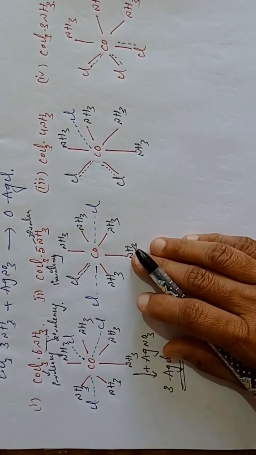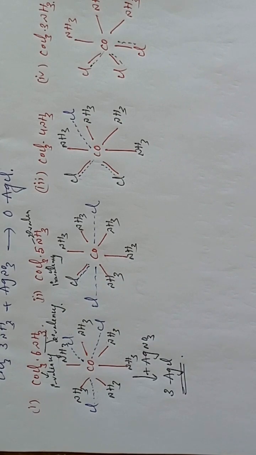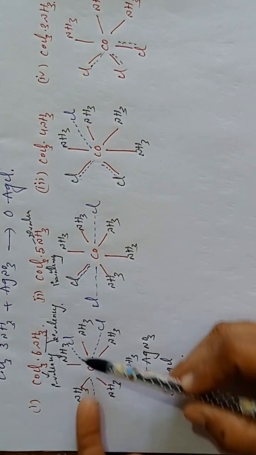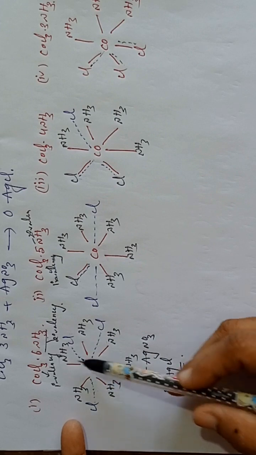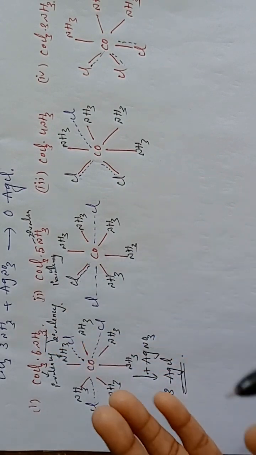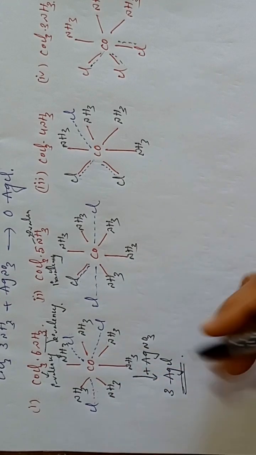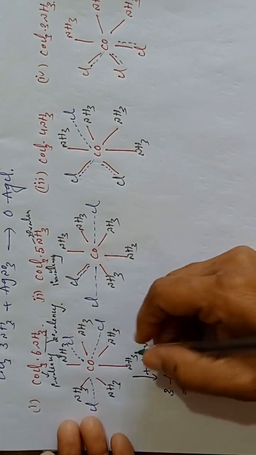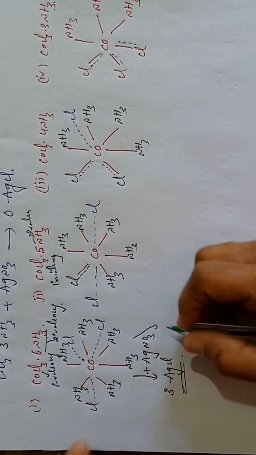How can you write the formula of the compound? See here, Co, NH3, how many in total? 1, 2, 3, 4, 5, 6. They are in the coordination zone, inside the sphere, inside the square bracket. So I am writing the formula, this one. This formula I am writing, students.